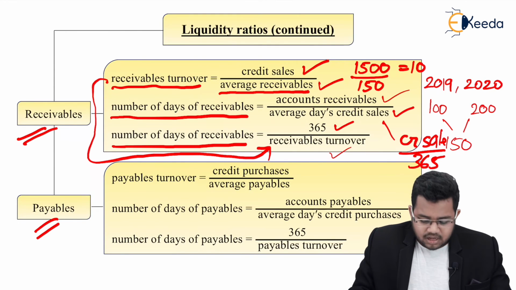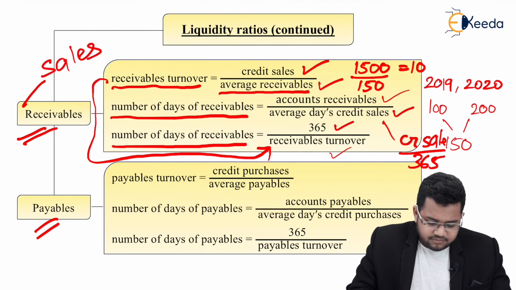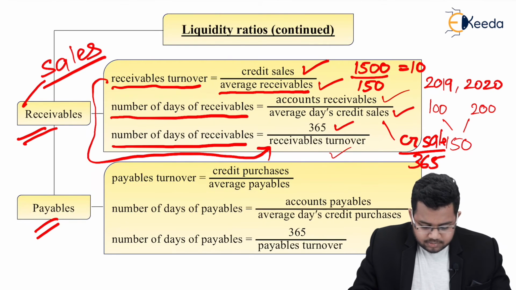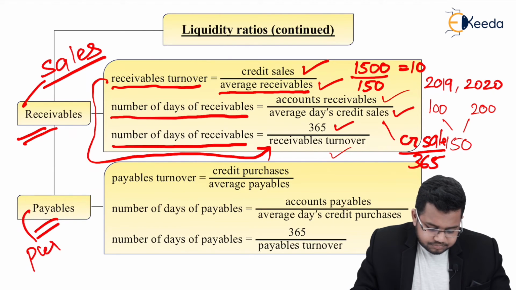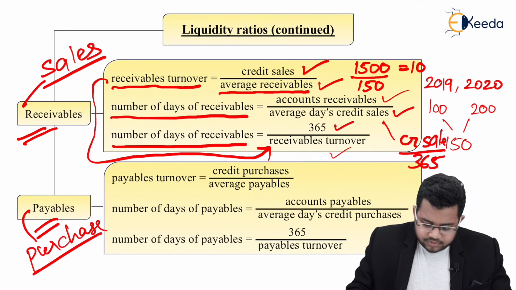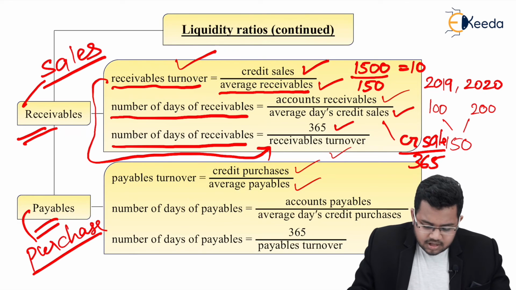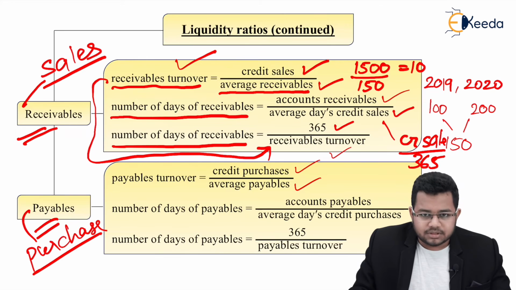Next, the payables ratio. Exactly the same as receivables, but whenever we are talking about receivables there are sales, similarly whenever we are talking about payables there will be purchases. So payables turnover ratio will be credit purchases upon average payables. Check receivables turnover here. Receivables turnover was credit sales upon average receivables. Similarly, payables turnover would be credit purchases upon average payables.